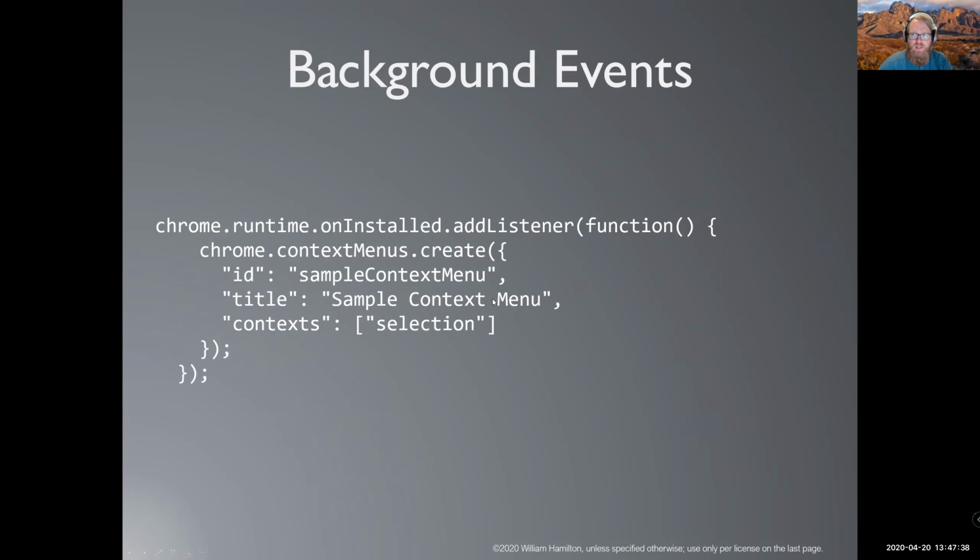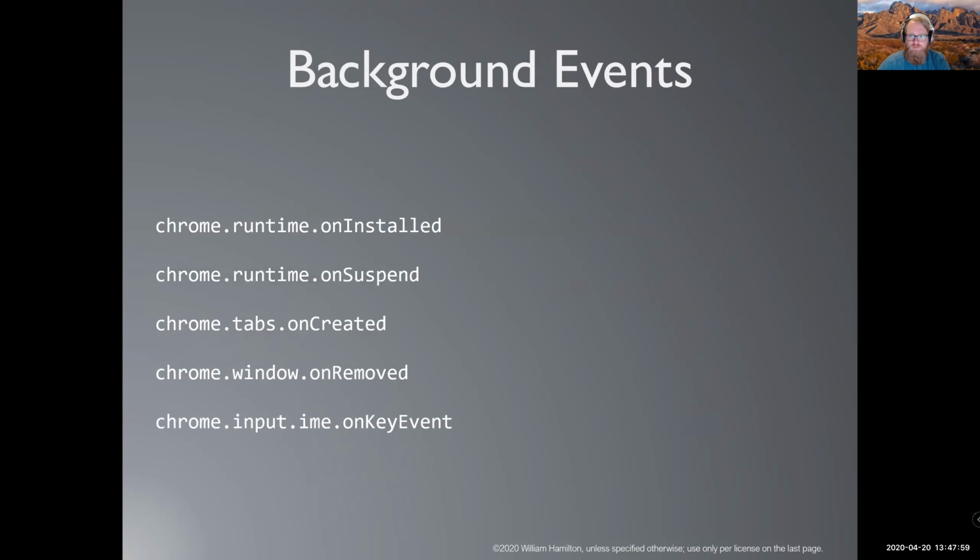So within the background script, you can listen for events like this one. This is an event, chrome.runtime.onInstalled.addListener. This event just gets called whenever the extension gets installed, so you can do some initial setup. However, there are many, many other events that can get called inside of the background script.